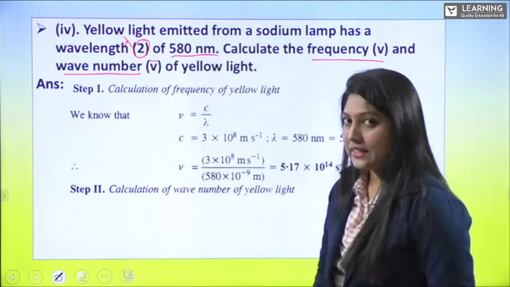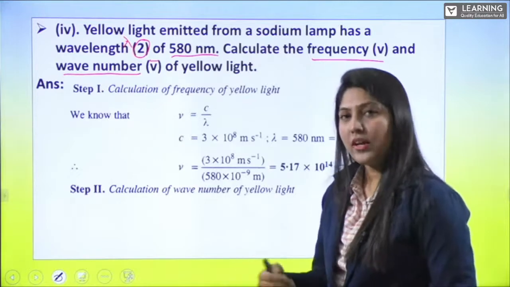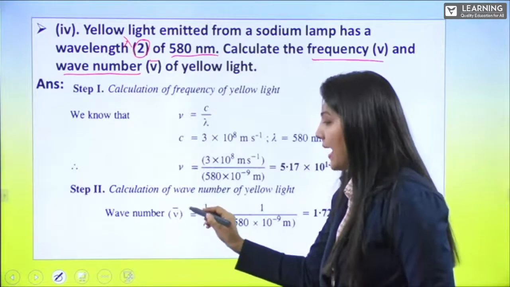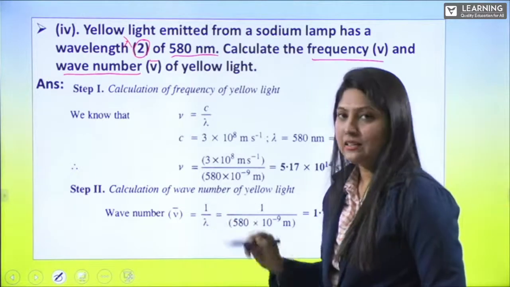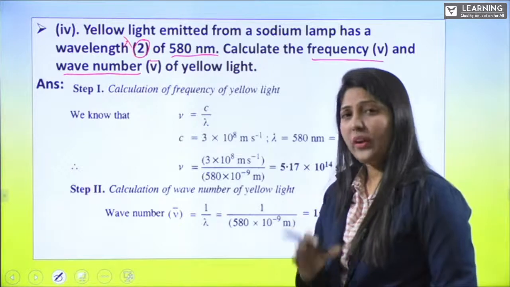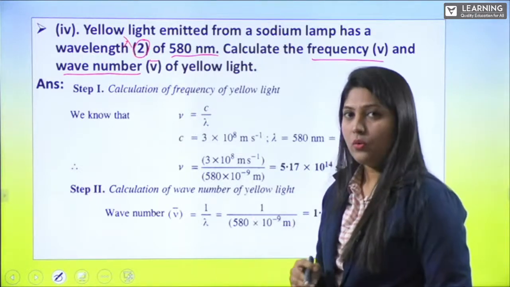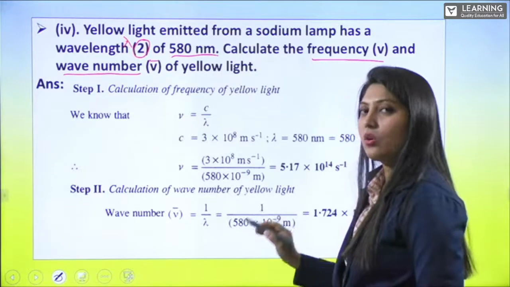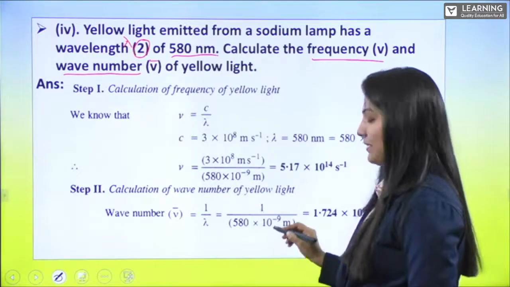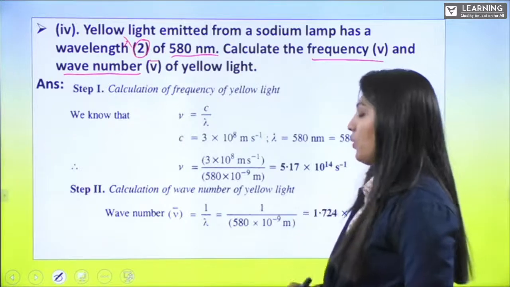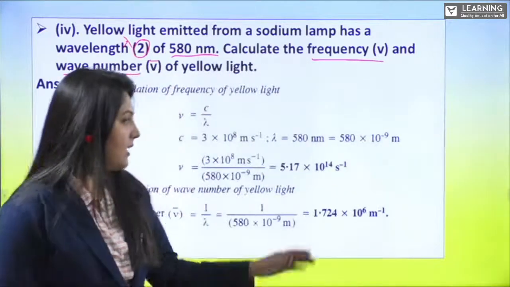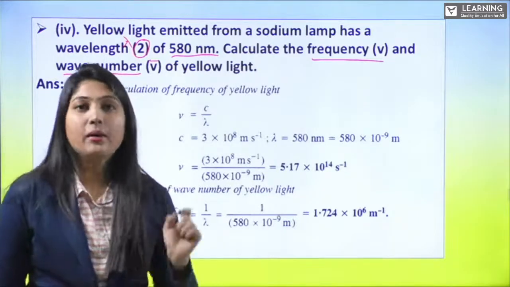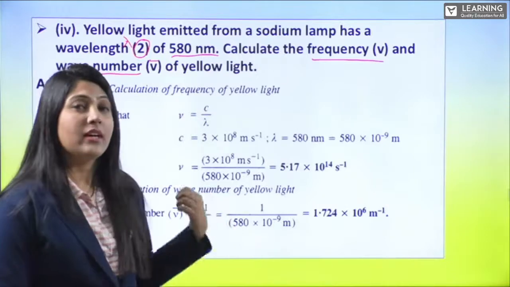Now we'll calculate the wave number. What is the wave number? What is the formula for wave number? We know that mu bar is equal to 1 by lambda. That is, wave number will be the reciprocal of wavelength. So you get 1 by 580 nanometer, that is 10 raised to minus 9 meter. What is the reciprocal of that? You'll get the answer as 1.724 into 10 raised to 6 per meter. This is the wave number.